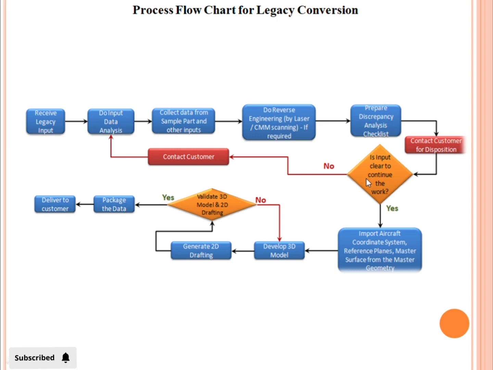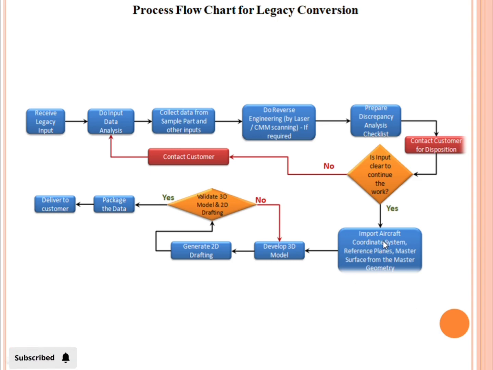If the customer approves the condition, the aircraft coordinating system, reference planes and master surface will be imported from the master geometry. All 3D drawings and reference drawings will be prepared. If not, again we will contact the customer, again do data analysis, collect data from sample parts, do reverse engineering, prepare the discrepancy analysis, and come back to contacting the customer for disposition. The process will be carried out if and only if the customer approves.